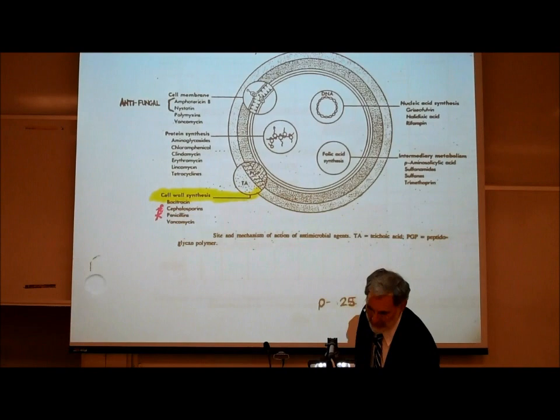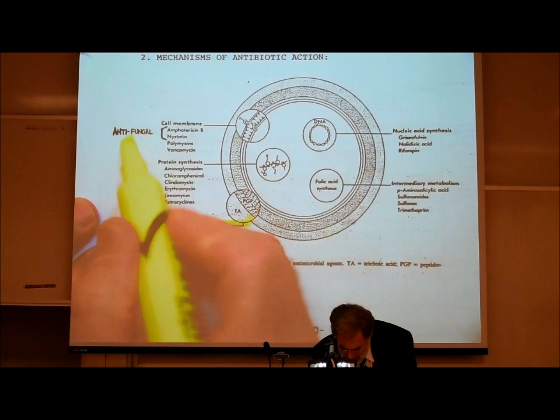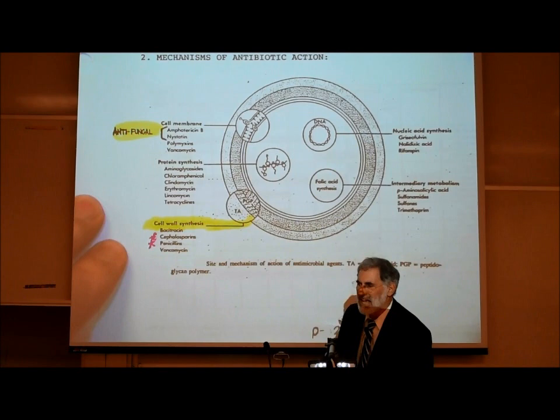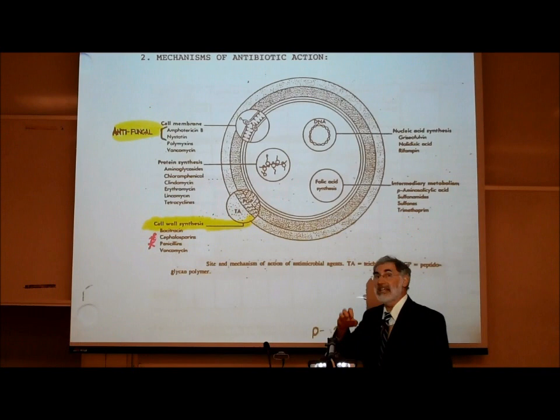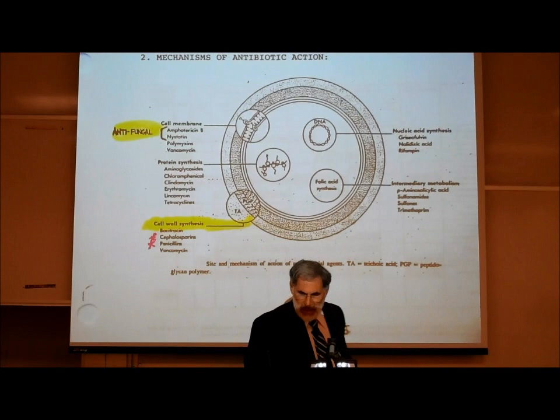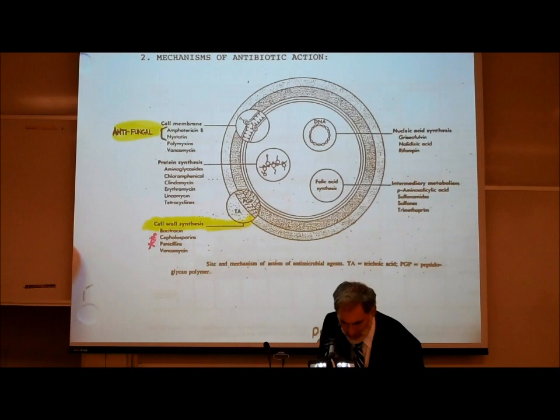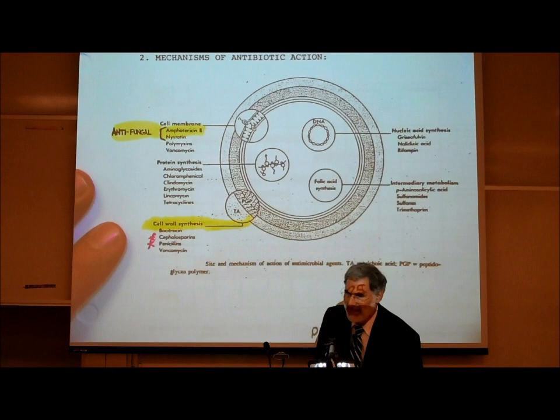Also on this diagram, there are antifungal antibiotics. And these interfere with the cell membrane or cell wall of fungi. You might recall that the cell membrane and cell wall of a fungus, including yeast, is structurally different than that of a bacteria. It's got chitin and so on. So the antifungal antibiotics interfere with the fungal cell wall or cell membrane, and these include nystatin and amphotericin. Again, they would only be effective against a fungal cell membrane or cell wall.